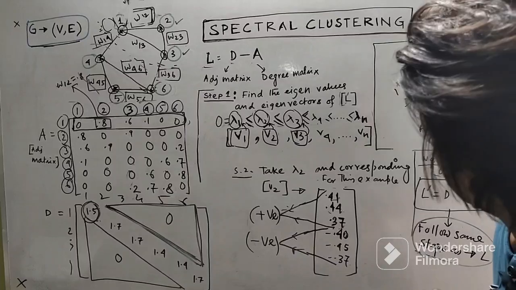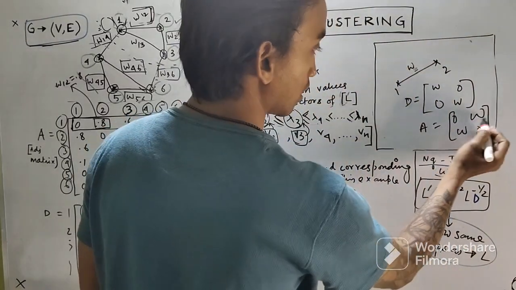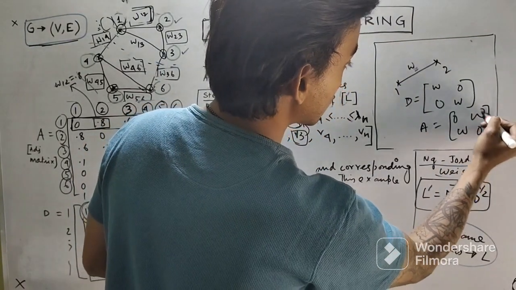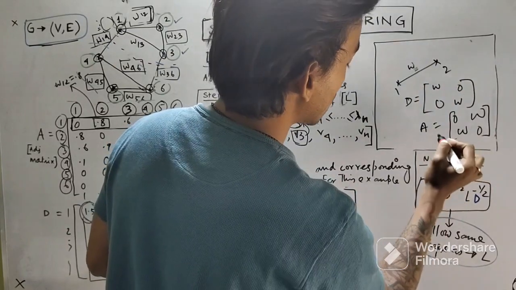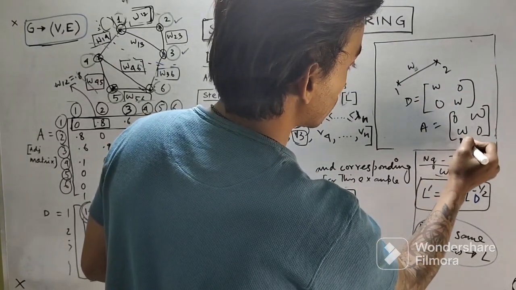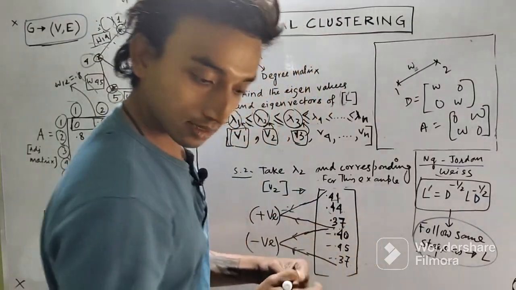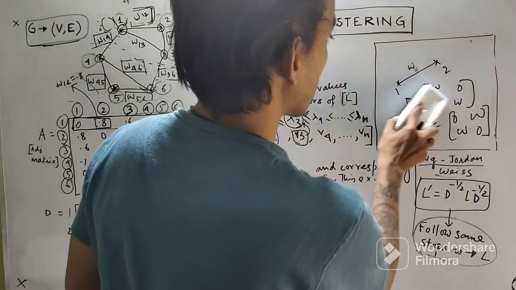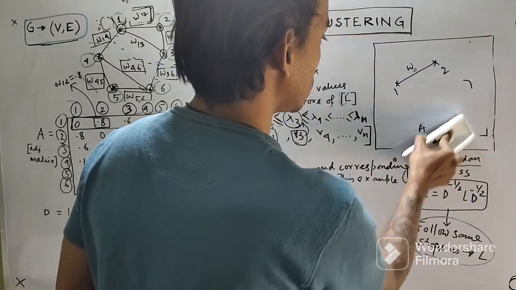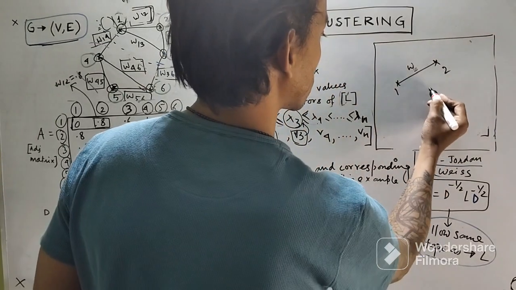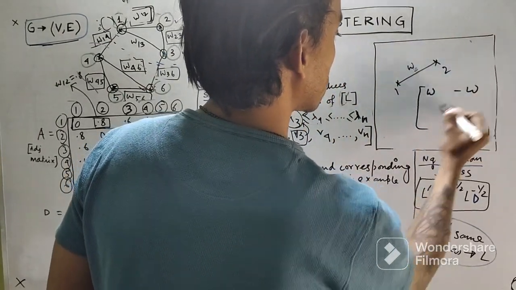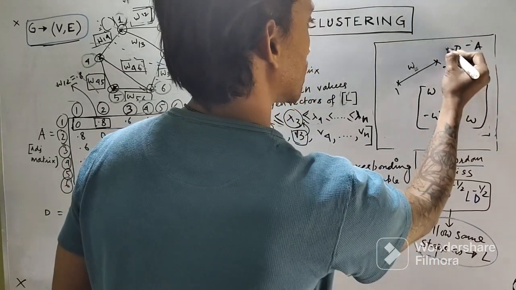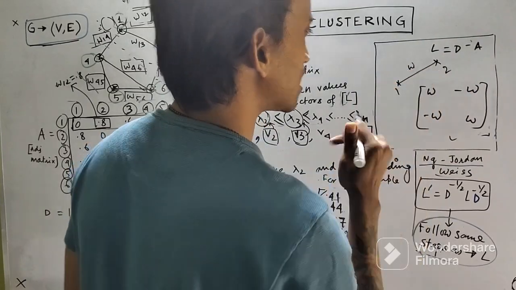If you put W12 over here, that is basically W, the connection between 1 and 2, and W21 is also W. So if you find D minus A, what will happen? This minus this gives W, minus W, minus W, W. This is pretty simple if you do D minus A. That is your Laplacian for the simplest structure.